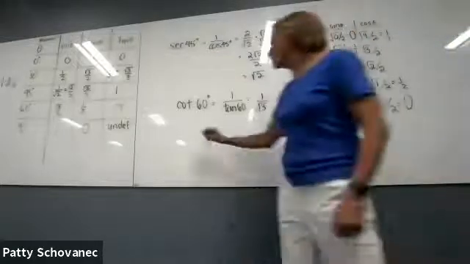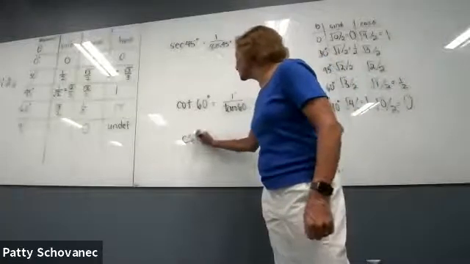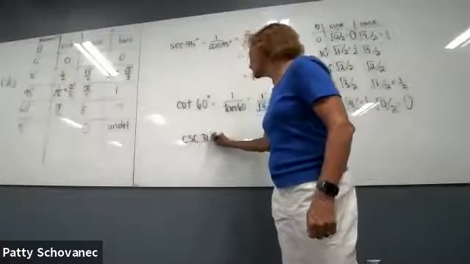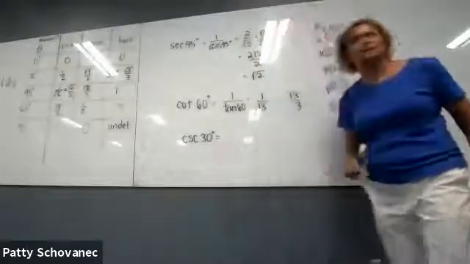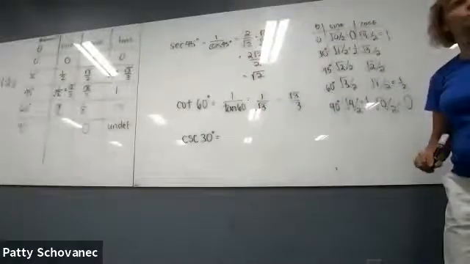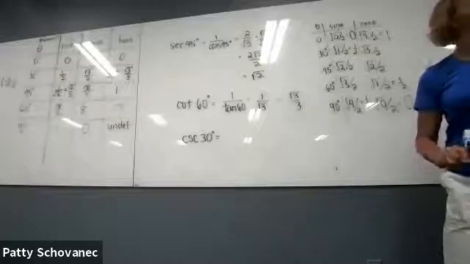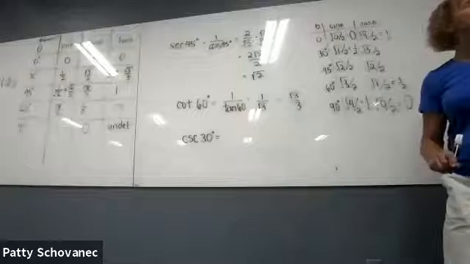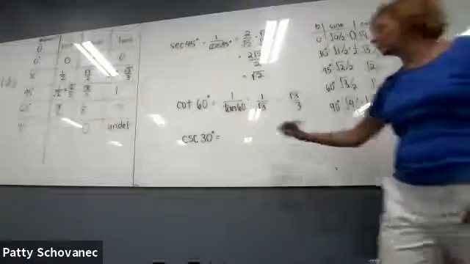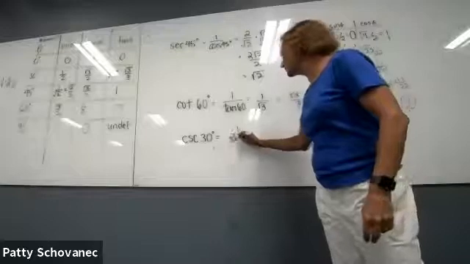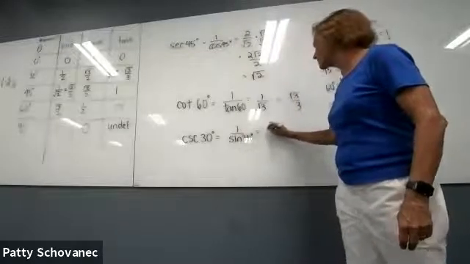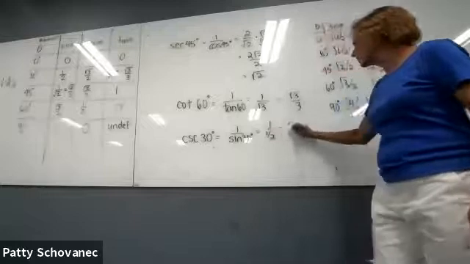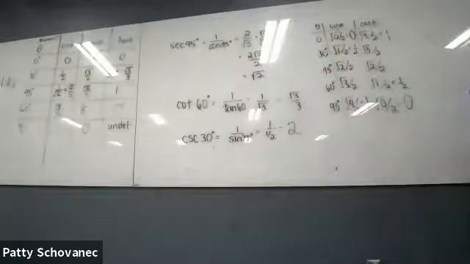So I guess one more. I've got a cosecant of 30 degrees. Who's got it? Who went over the sine of 30 degrees? Sine of 30 degrees is a half. One over a half is 2. Okay. So we're going to spit those out and spit them out and spit them out.